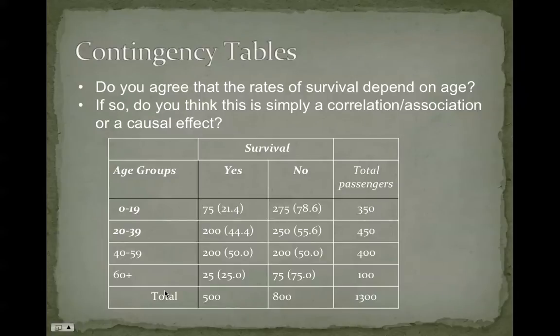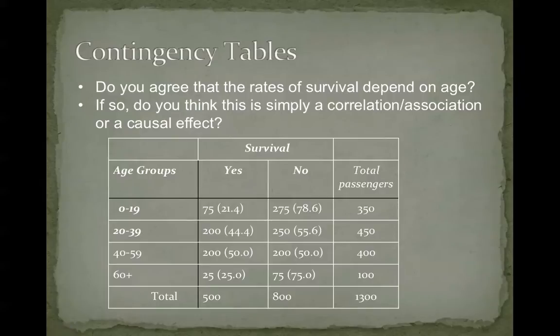So based off of that, do you agree that rates of survival depend on age? In other words, do you think that survival percentage, percentage of people who actually survived, changes by age category? Is it dependent on age? So looking at the data the way they are at this point, your answer should be yes. Because if you look at their survival or even lack of survival, in other words, death, 78.6% is quite a lot different than 50%, right? 21.4% is quite different than 44% or 50%.